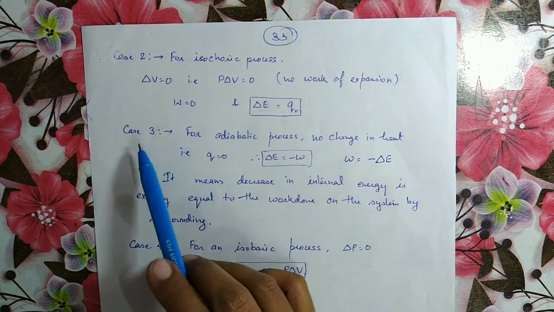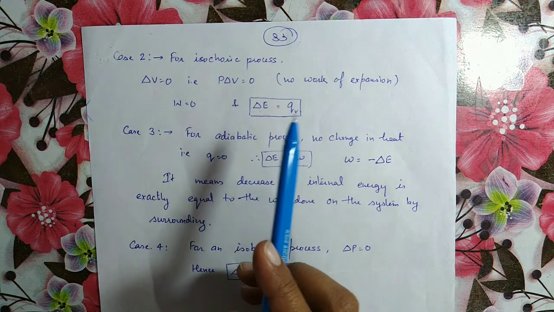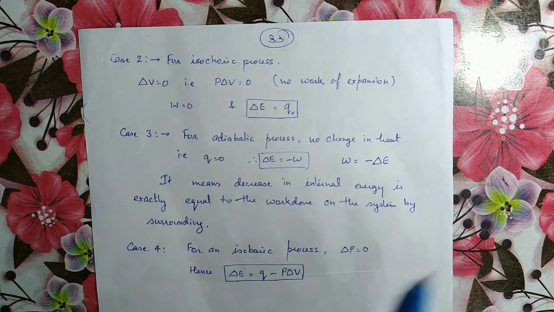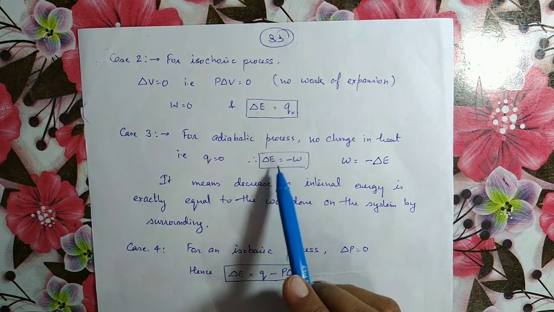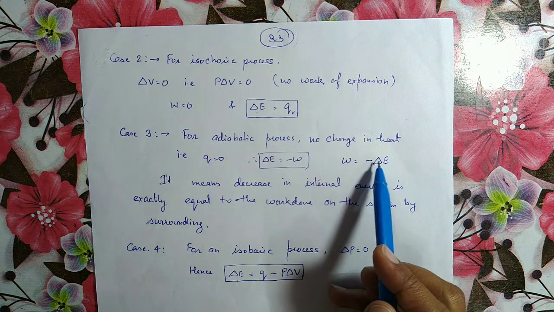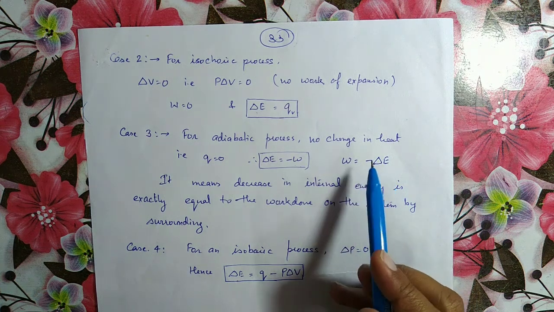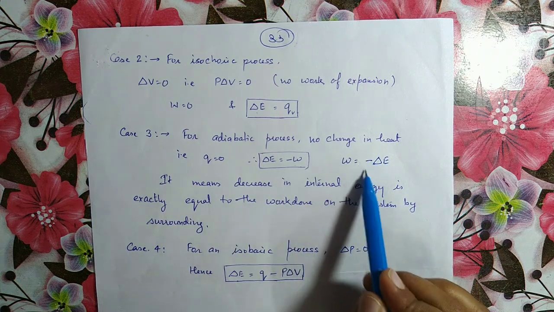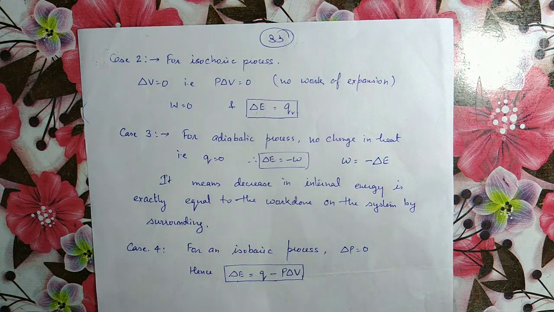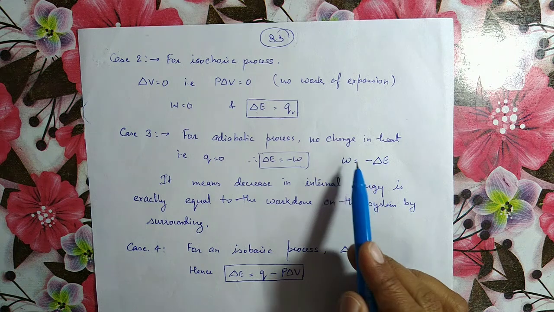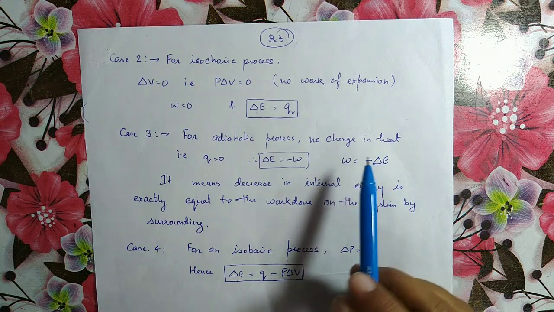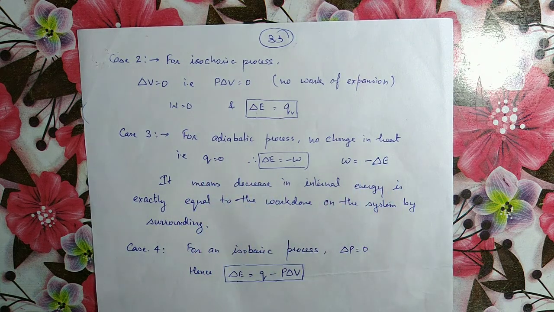Right? Then case 3, for an adiabatic process. In this case no heat change takes place. It means Q will be 0. If Q is 0, then del E will be equal to minus W, or the work done will be equal to minus del E. That is, it means decrease in internal energy is exactly equal to work done on the system by the surroundings. The amount of work done will be equal to the decrease in internal energy, as no heat is supplied to the system. Okay.